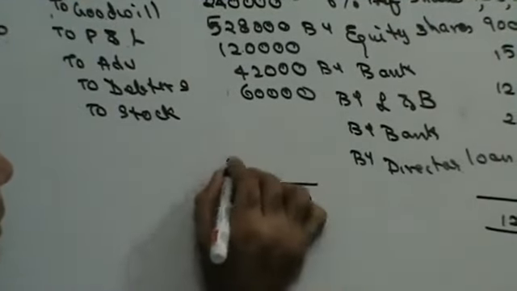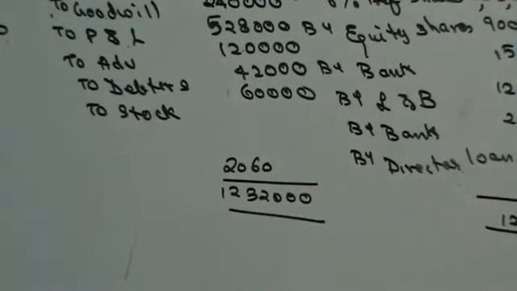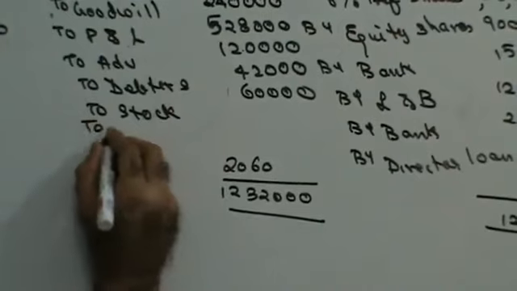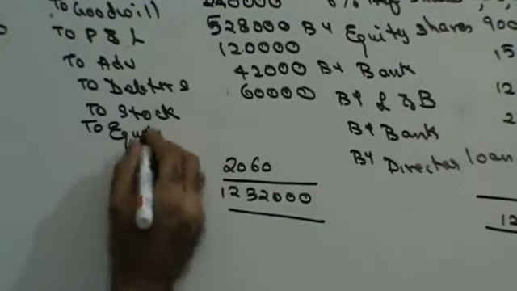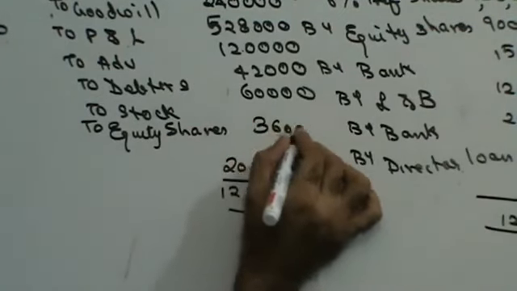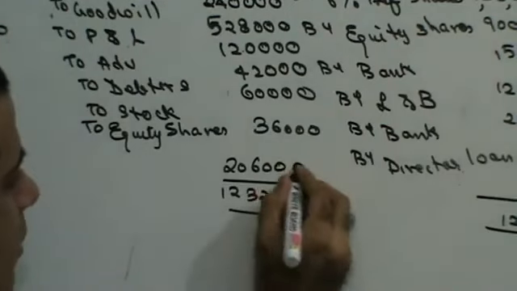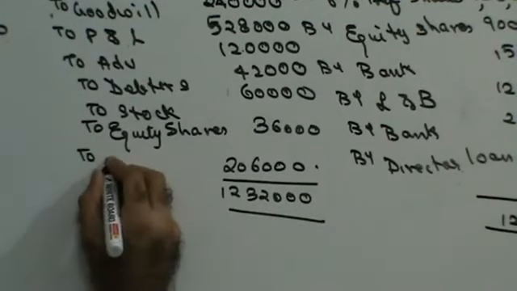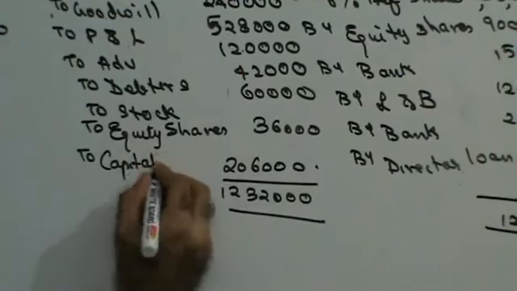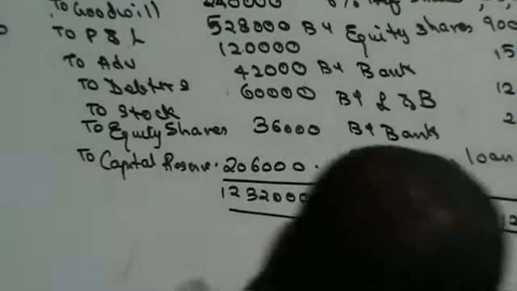So don't we have equity share capital on the debit side, capital reduction to equity share capital? Now 36,000. You are on the debit side, so this is to equity shares, 36,000. After putting the 36,000, 2,06,000 is the difference. This is to capital reserve. Right. Next.